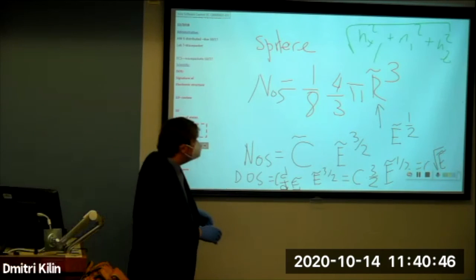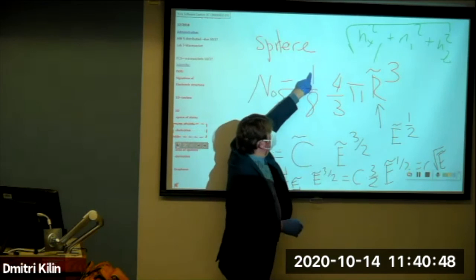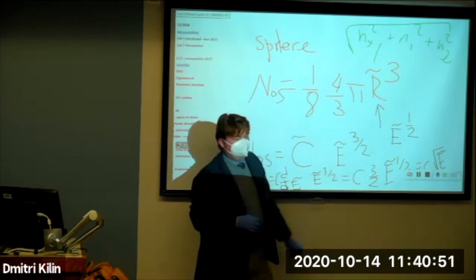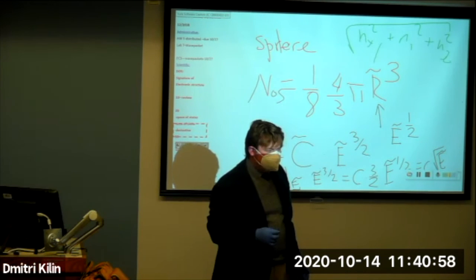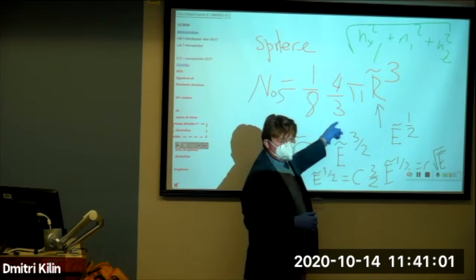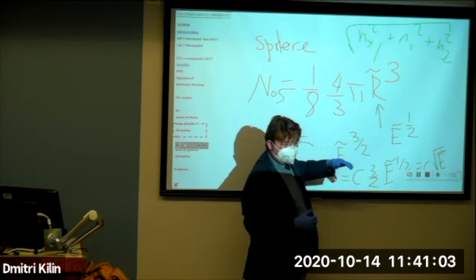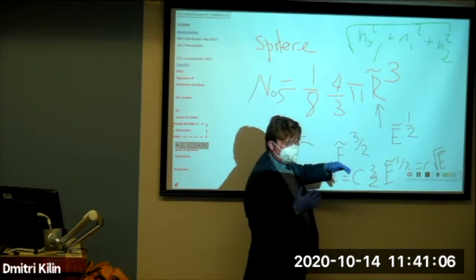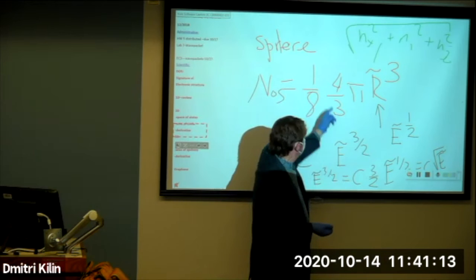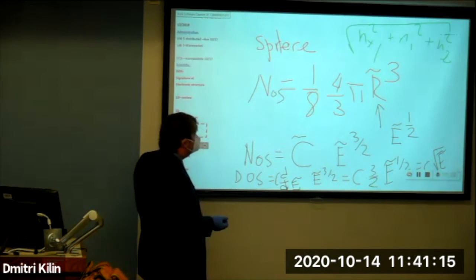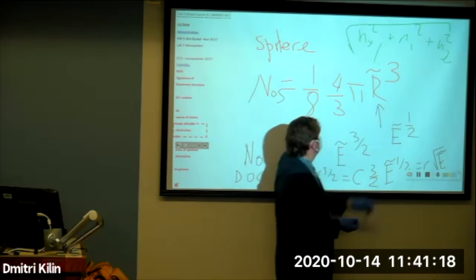4/3 pi r cubed. And since we allow quantum numbers to be only positive, we have 1/8. If you want to look great in front of some audience, you can tell we have taken 1 octant, right? Because it's 8 parts. Octa is 8 in one of the ancient languages, and then octant is like this little segment. So the radius cubed.